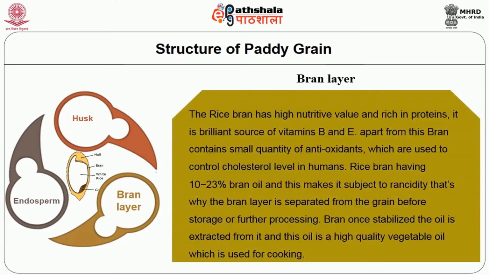The next layer is the bran layer. The rice bran has high nutritive value and is rich in proteins. It is a brilliant source of vitamins B and E. Apart from this, bran contains a small quantity of antioxidants which are used to control cholesterol level in humans. Rice bran has 10 to 23% rice bran oil, and this makes it subject to rancidity. That's why the bran layer is removed or separated before storing or further processing. Once the bran is stabilized, the oil is extracted from it. This oil is a high quality vegetable oil which is used for cooking.